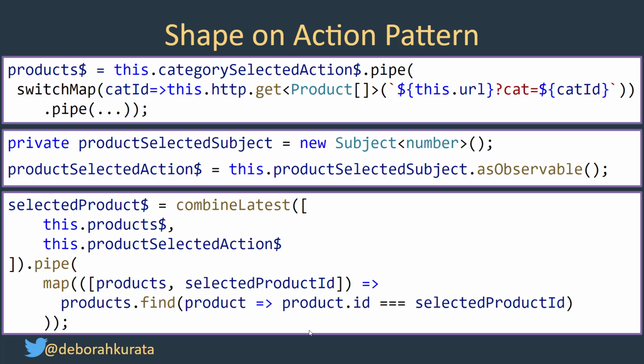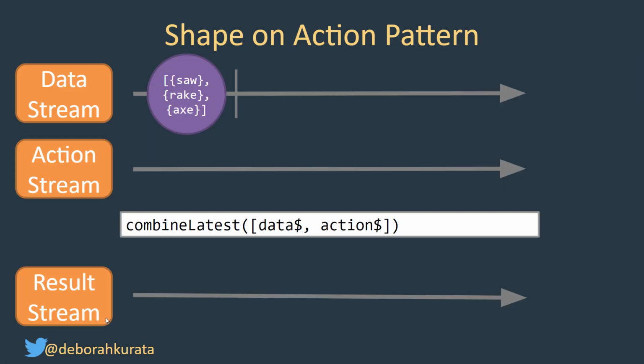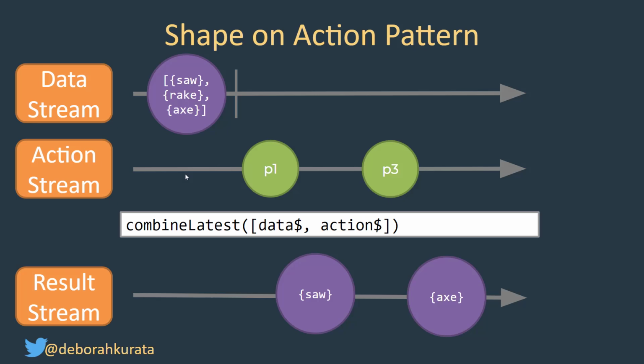So that's very useful for shaping or finding or filtering or anything like that that you might want to do. All right, so our marble diagram: our data stream is the data that we originally requested. Then the user says, hey, I want the detail for product 1, and we get the saw. And then if the user picks, hey, I want the third product, it will return X.